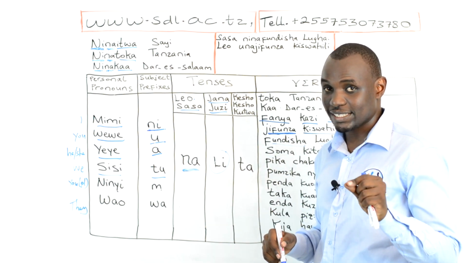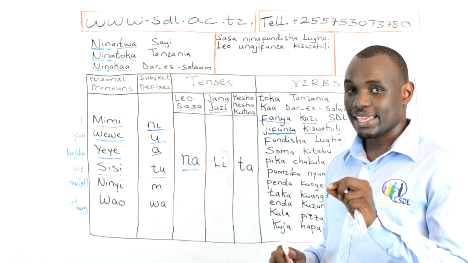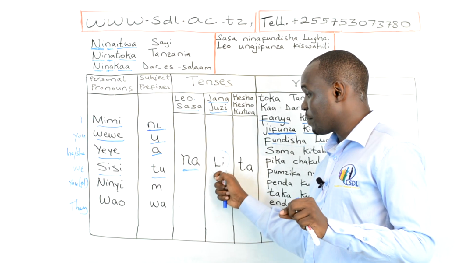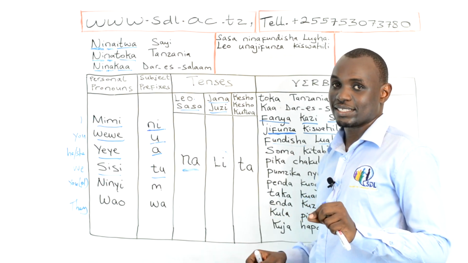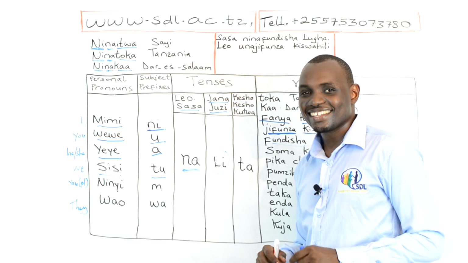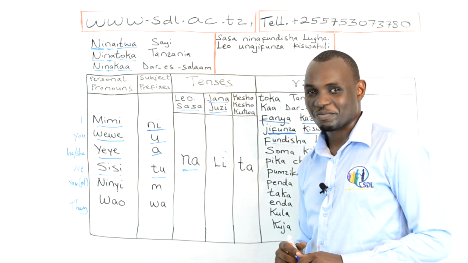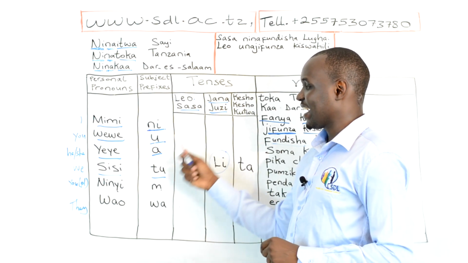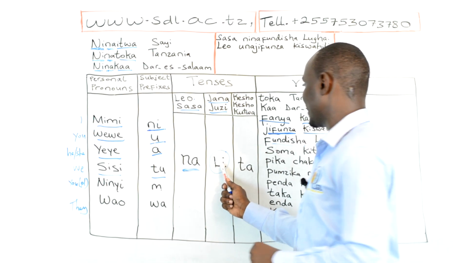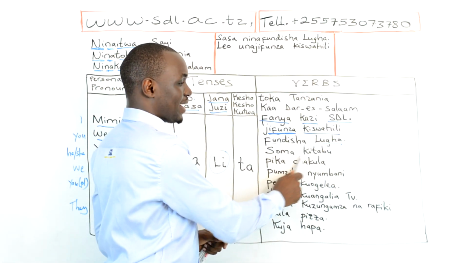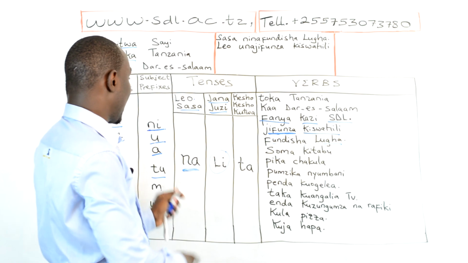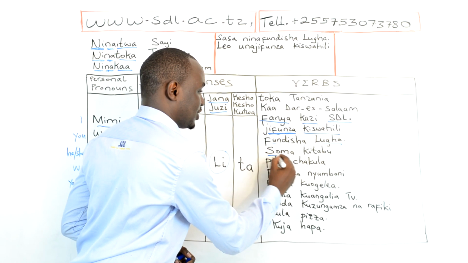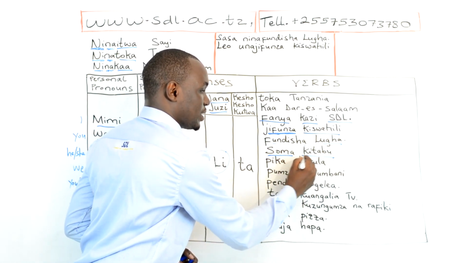So if you make a sentence starting by saying yesterday I blah blah blah, remember that you need to use past tense. So how do you say this sentence? Yesterday she read the book. You say, Jana alisoma kitabu. She read the book yesterday. Soma is to read, kitabu is the book.